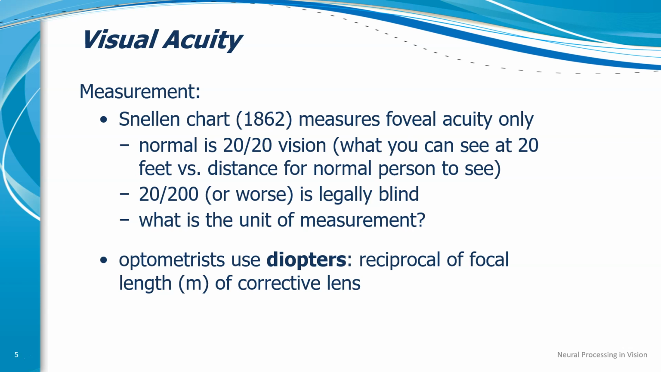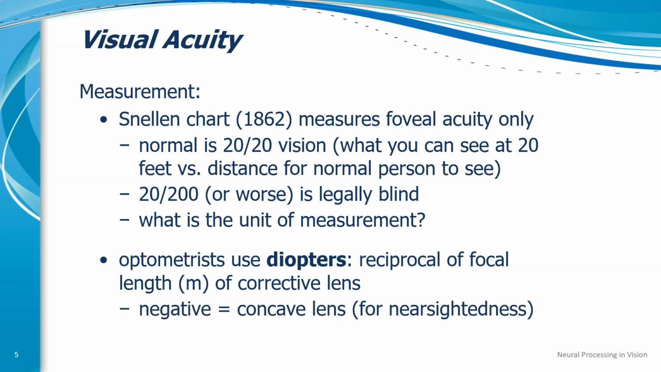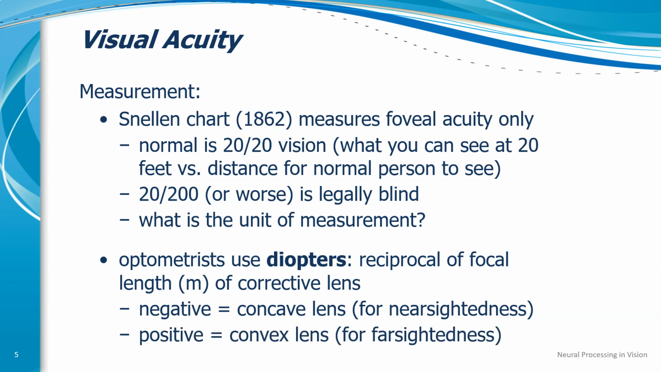Now, there are also units on this. If it's negative, that means a concave lens for people who are nearsighted. If the number is positive, that's a convex lens that's required. That's for people who are farsighted. If you are nearsighted, just to be clear, that means you can see things that are close. You have difficulty seeing things far away, and the opposite for farsightedness.